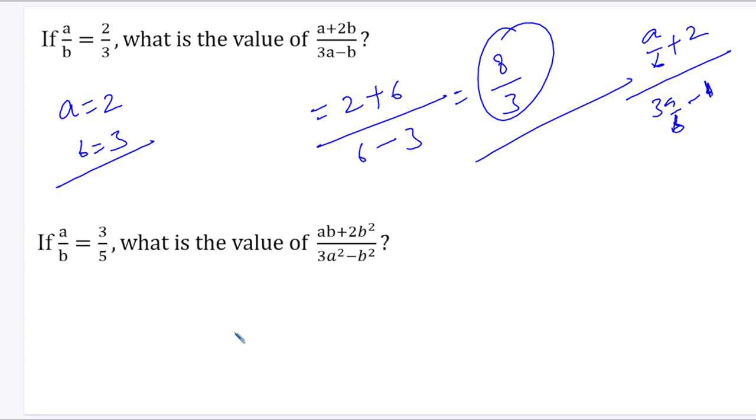Now the next one is similarly, if A over B is equal to 3 over 5, then we're looking for the value of (AB plus 2B square) over (3A square minus B square). Now here also we can put A equal to 3 and B equal to 5 and get the answer.